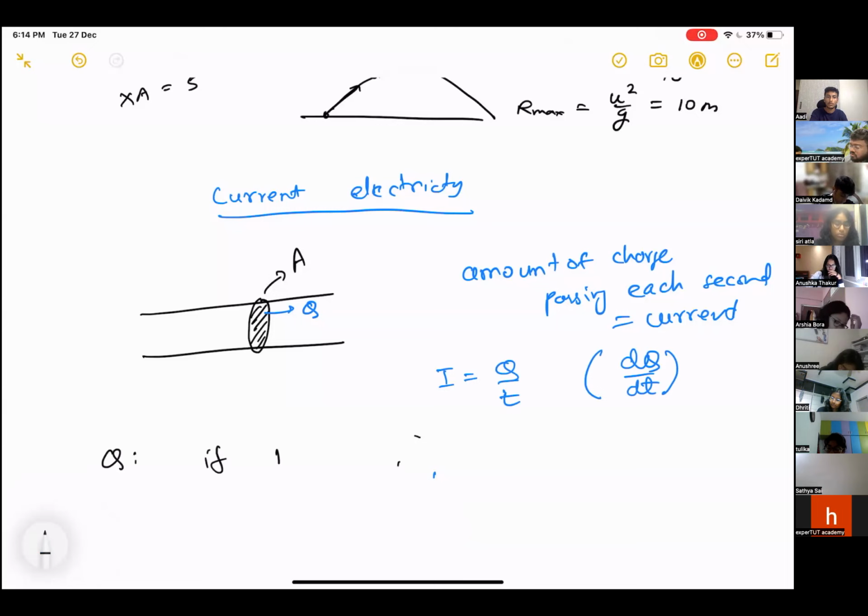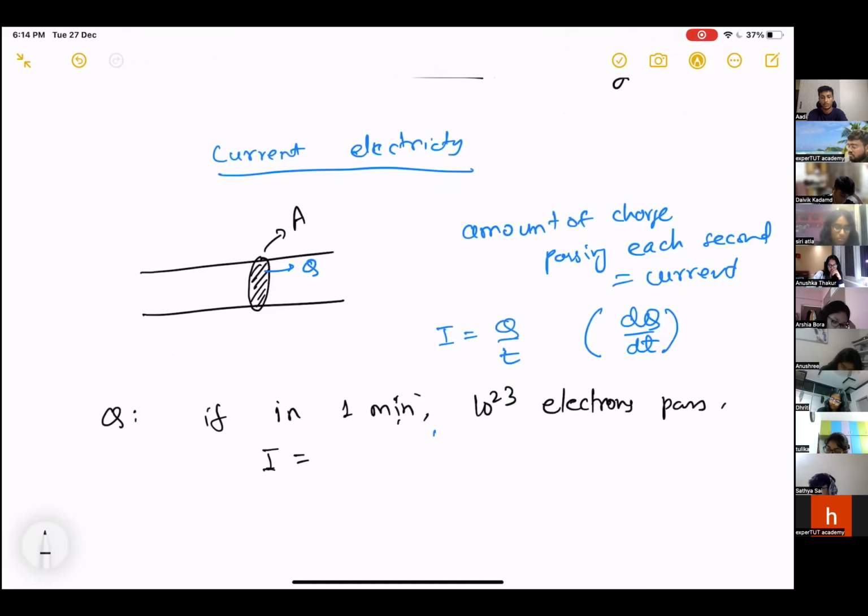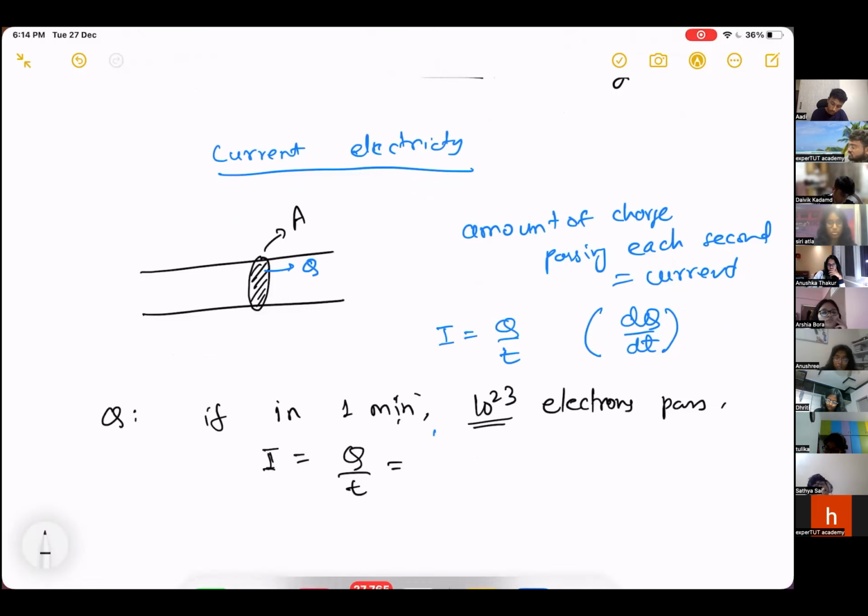If in 1 minute, 10 to the power 23 electrons pass, I is equal to what? I is Q by T. Now what is Q? Q is 10 to the power 23 electrons. So what is the charge on one electron? 1.6 into 10 to the power minus 19, into 10 to the power 23, divided by 60. This is the answer.